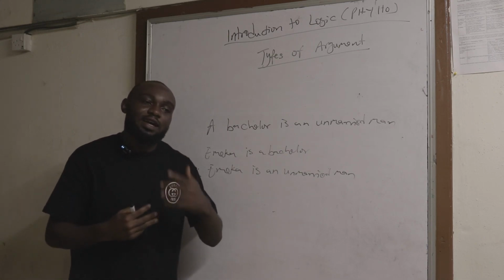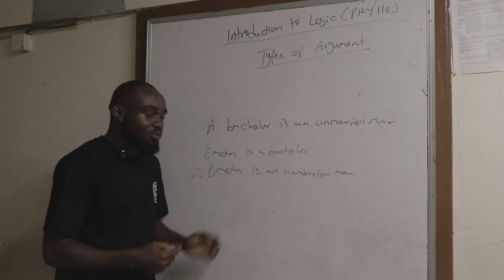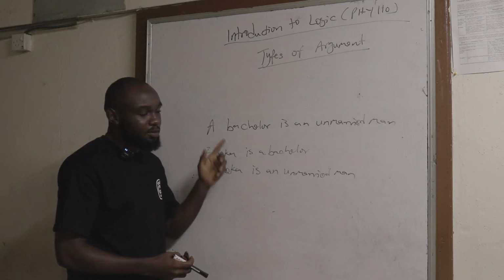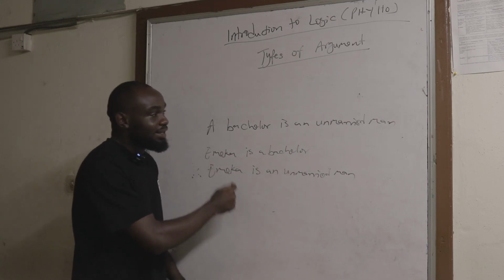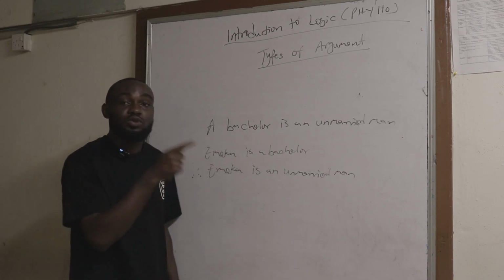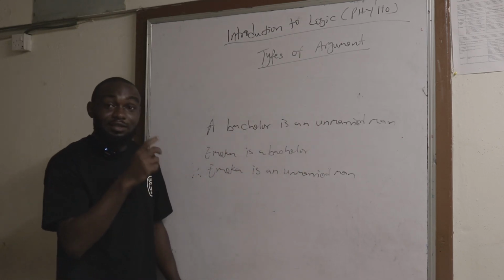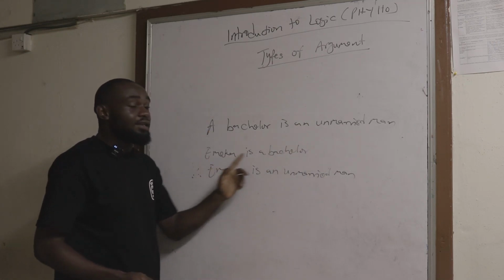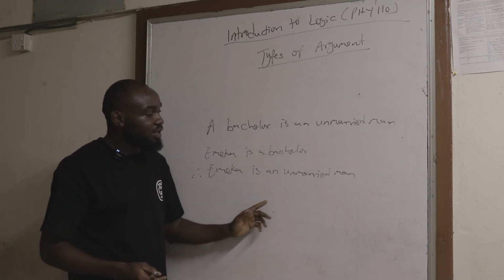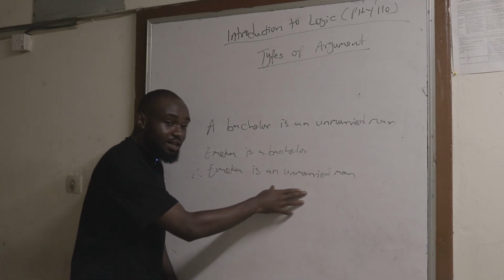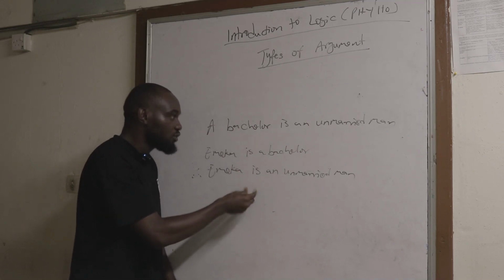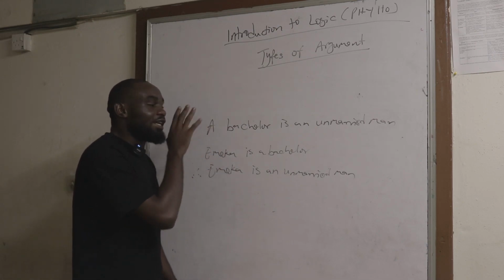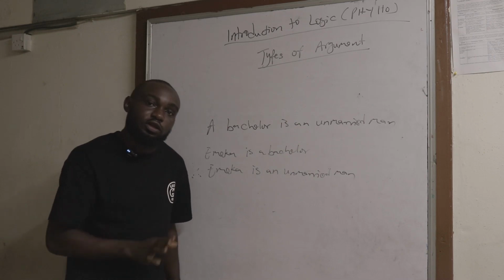Now, another way you can define a deductive argument is that it's an argument in which the conclusion is necessarily derived from the premises. Emeka is an unmarried man is derived from premise 1 and premise 2 given. A bachelor is an unmarried man is already stated, and Emeka is a bachelor. So if a bachelor is an unmarried man and Emeka is a bachelor, definitely Emeka has to be an unmarried man. So the conclusion of this argument is necessarily derived. It follows from the premises given in this argument. So that is what a deductive argument entails according to modern logicians.